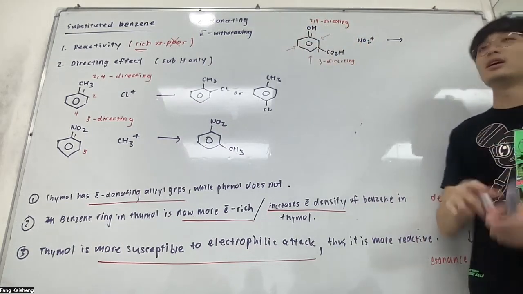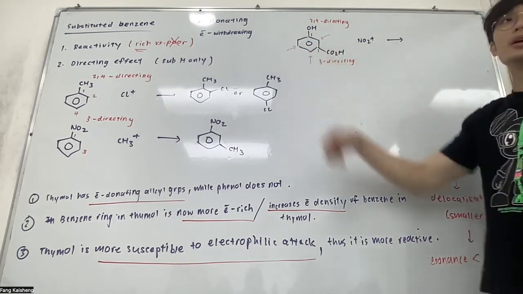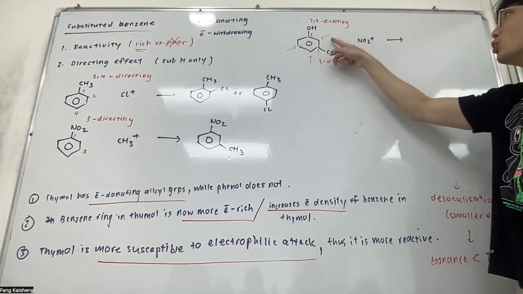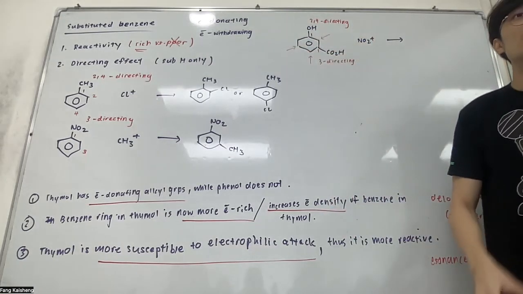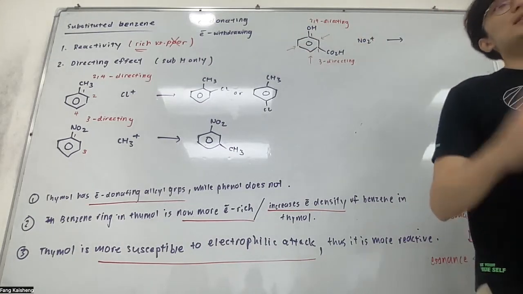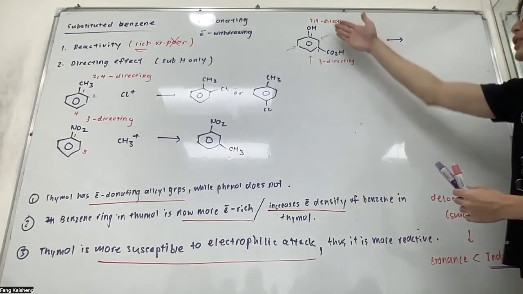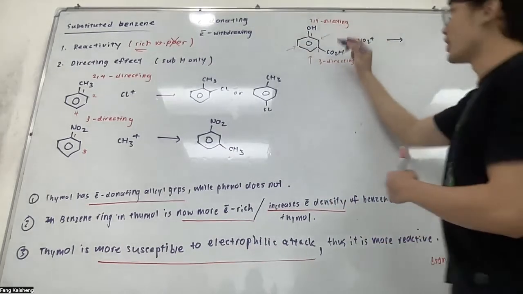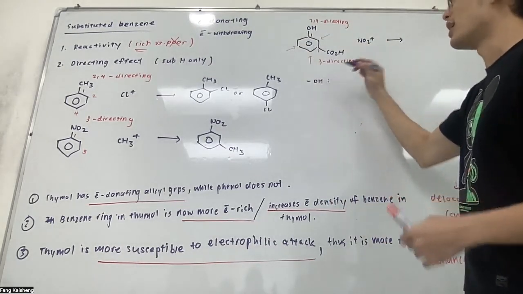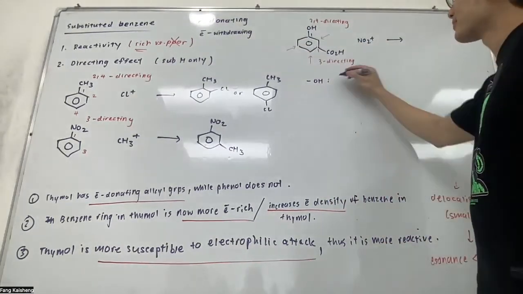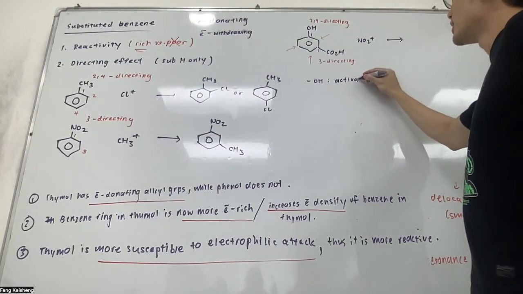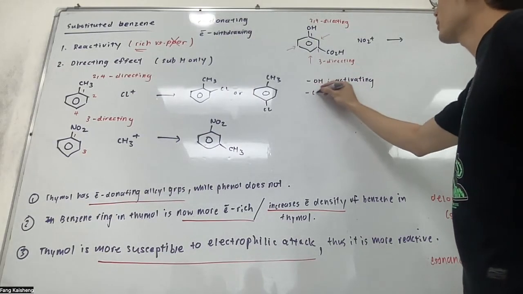Can you see this? This one tells NO2 to come here, but that one tells NO2 to come either here or here. Three different positions, right? What is the most likely product? What is the major product? Who do you think it's going to listen to? OH is what effect? I'll just look at the data booklet. Activating. CO2H is what? Deactivating.